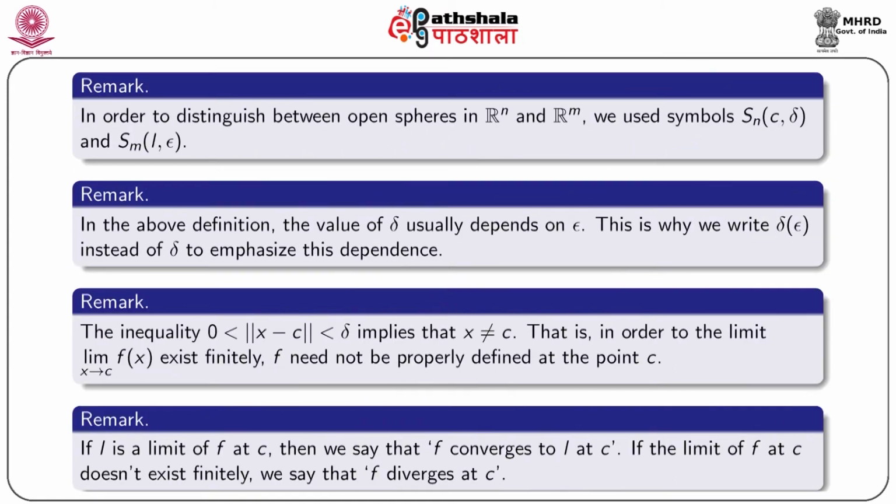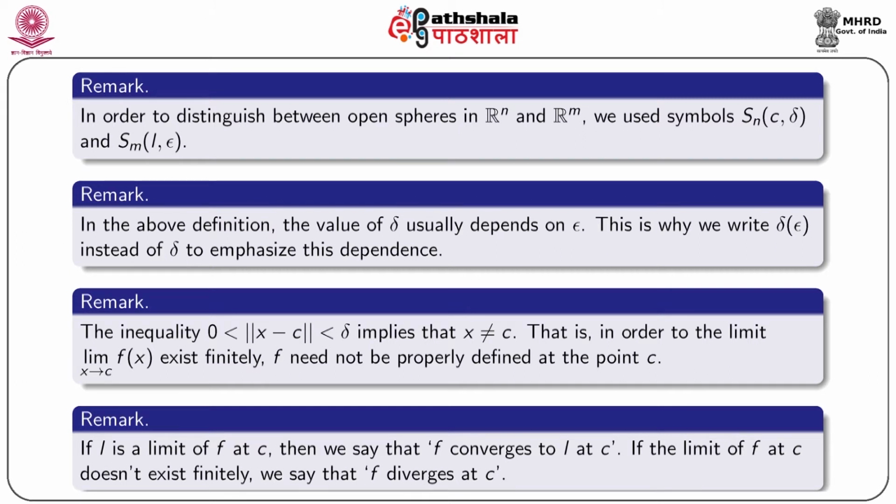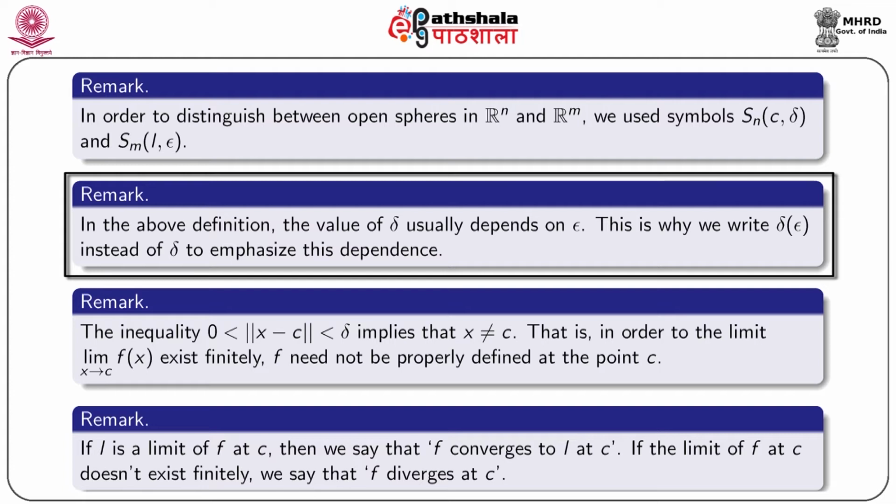We have some remarks here. The first one we have already mentioned. In order to distinguish between open spheres in R^n and R^m, we used separate symbols like S_n(c, delta) and S_m(L, epsilon). Second, in the above definition, the value of delta usually depends on epsilon. This is why we write delta equal to delta(epsilon) to emphasize this dependence.